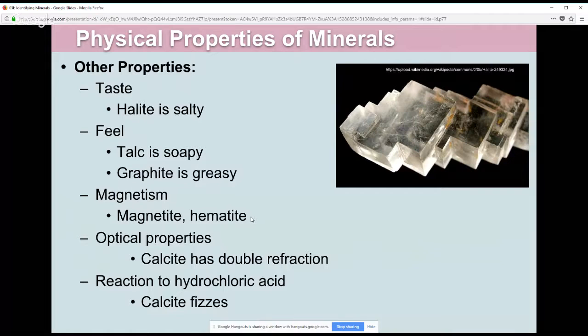Calcite can have a double refraction sometimes when it's especially translucent, but a more signature property of calcite is that it fizzes with dilute hydrochloric acid. So if you drop a couple drops of hydrochloric acid on it, it'll fizz profusely. And that's a really good way to identify it. So that's it for identifying minerals.